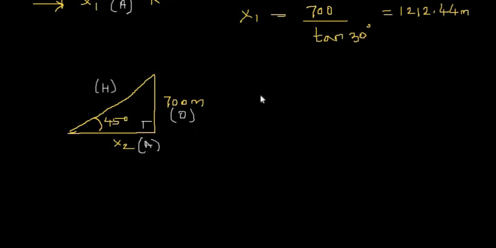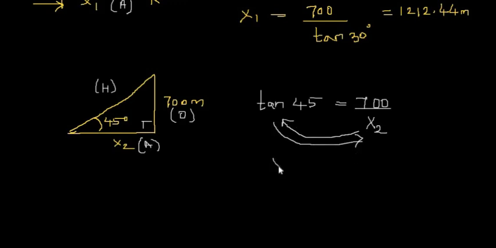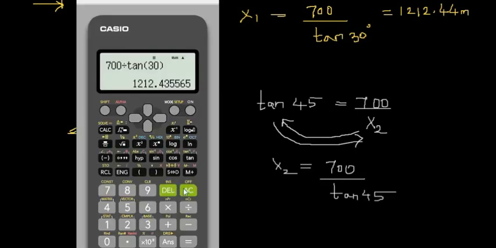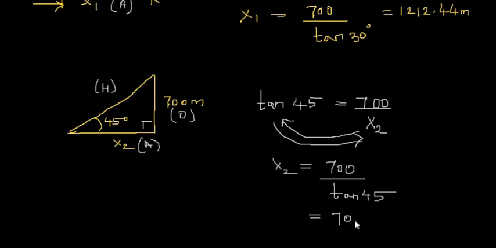So here again we are going to use the tan. So tan of 45 degrees is equal to opposite, which is 700 over the adjacent, which is x2. So x2 and tan 45 will exchange the places and it becomes x2 is equal to 700 over tan 45. So let us see what we get. So it is 700 divided by tan 45. So we get it as 700. So it is 700 meters over here.